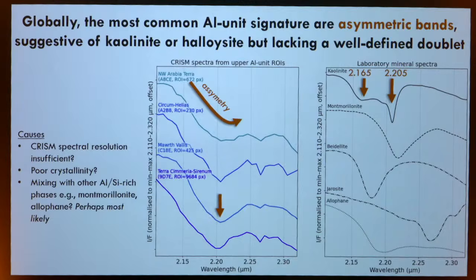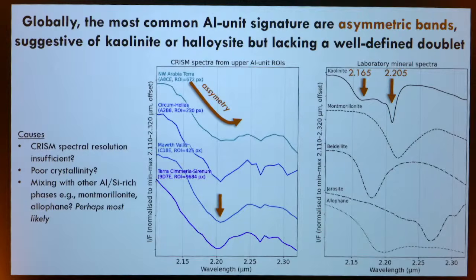But what I actually think is going on is mixing, right? Remember, these are not powdered, pure samples. These are CRISM spectra of real rocks on Mars. Real rocks are mixtures, and I think what's likely going on to get a shape like this would be a mixture between kaolinite and then some other aluminum and silica-bearing alteration phases, perhaps montmorillonite or allophane, and that might, in my imagining, kind of make a sort of broad asymmetric shape like this.